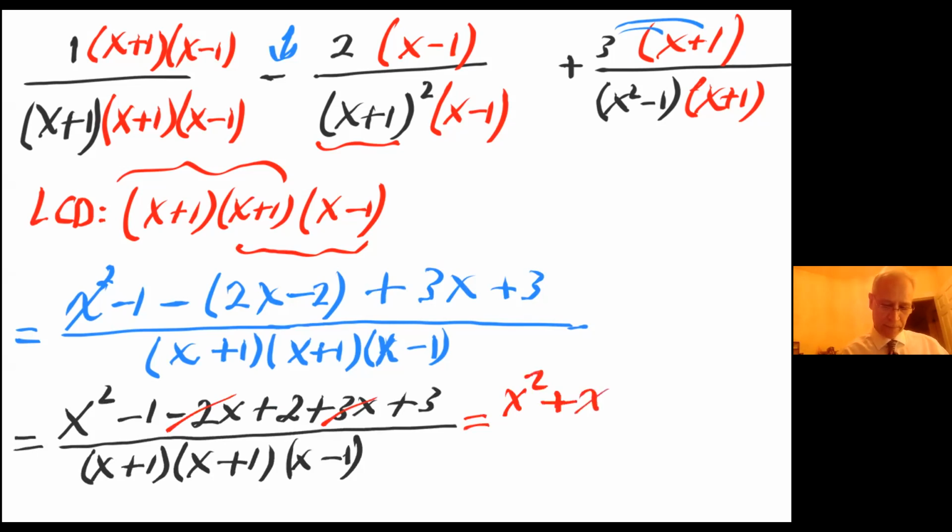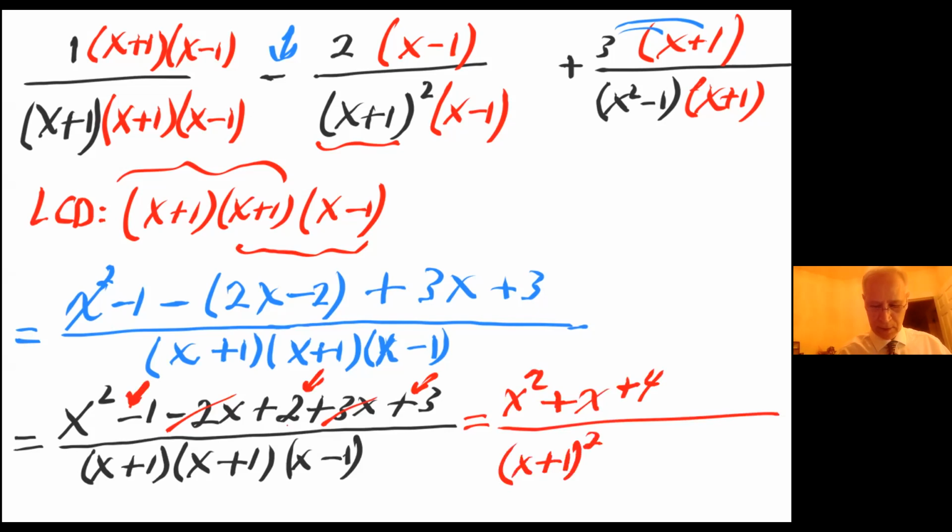And let's see, I have a 2 in here, a 3 in here gives me 5, a negative 1 in here, so plus 4, all over x plus 1 quantity squared times x minus 1. I hope these examples are helpful to you. Thank you.